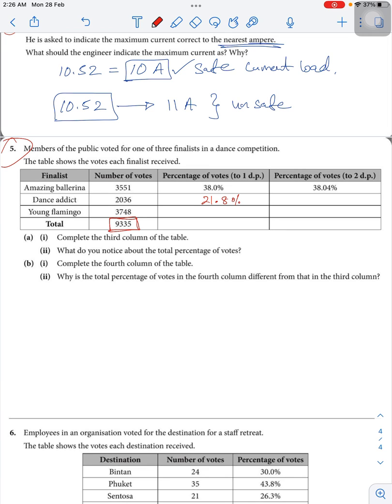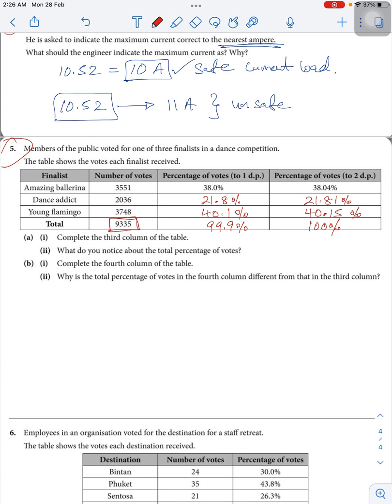Yeah, so if it's 2 dp, then you should be getting 21.81%. And in this case, when you divide 3748 divided by 9335, you should get 40.1%. In terms of 2 decimal places, it's 40.15%. And if you sum up this, you should get this as 99.9%, and this one will be 100%.